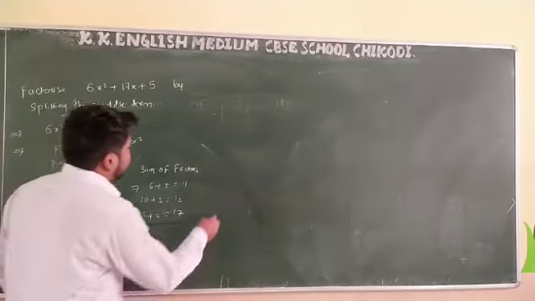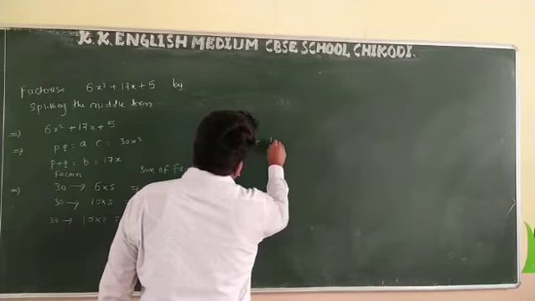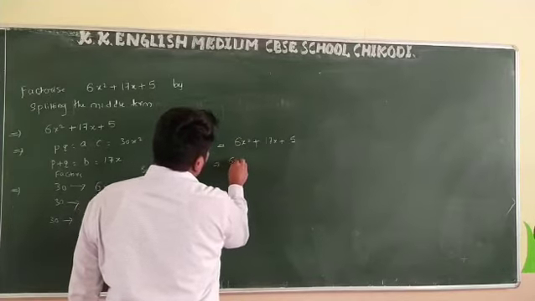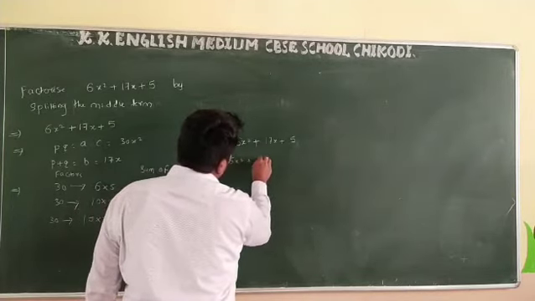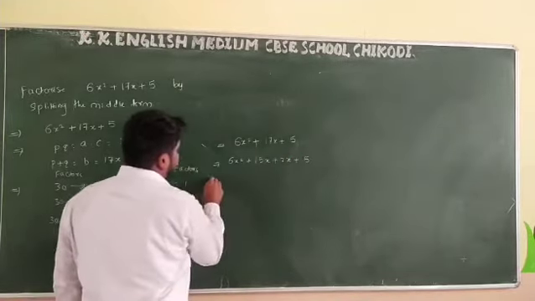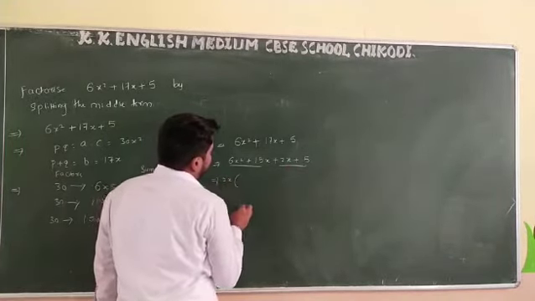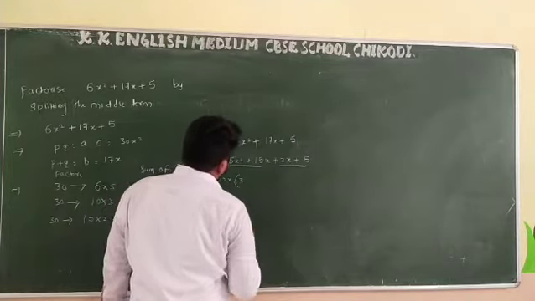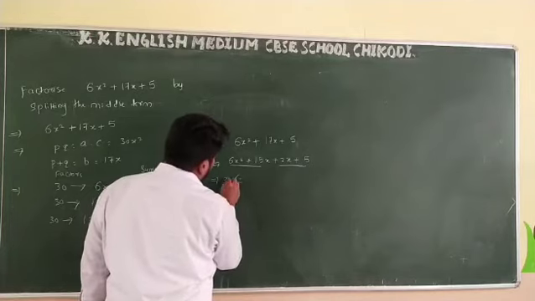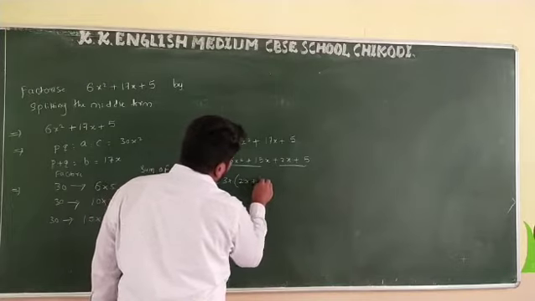So consider the equation 6x² + 17x + 5. We write 6x² + 15x + 2x + 5. What is common in this equation? I will take 3x as common: 3 twos are 6, so 2x, plus 3 fives are 15.